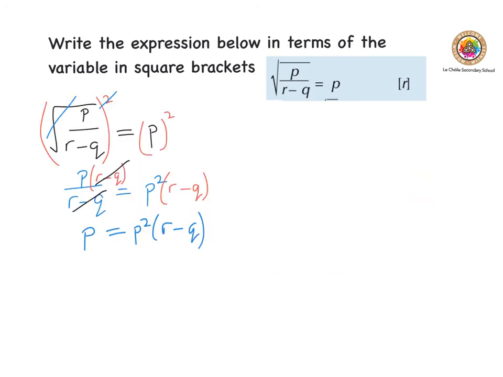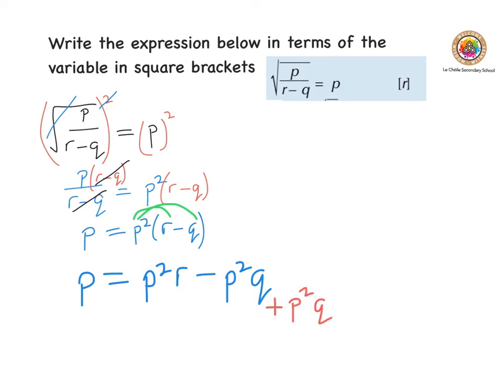And so expanding out that bracket, I know p squared is going to be multiplied by r, and it's also going to be multiplied by q. So on my next line, I would have p is equal to p squared r minus p squared q. Again, I'm looking to get r on its own. So the first thing that I want to get rid of from the right hand side is this minus p squared q. So here I'll say plus p squared q. If I do that over here, I also need to do it on this side.